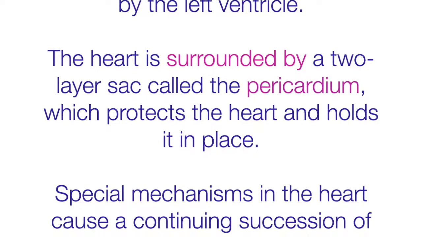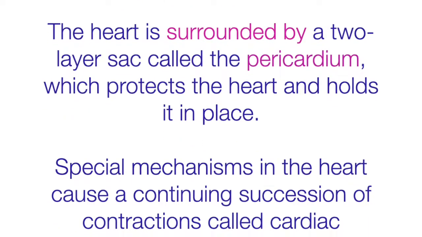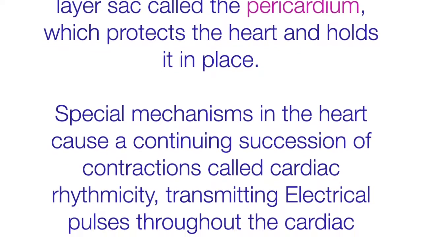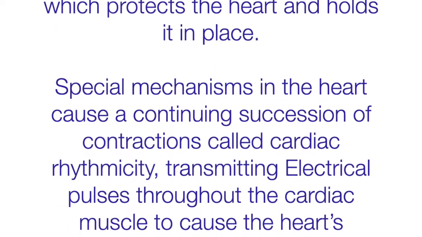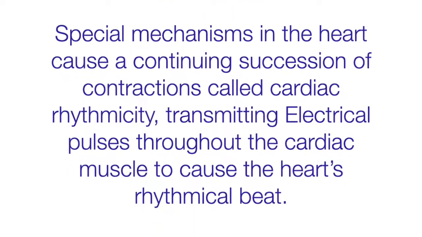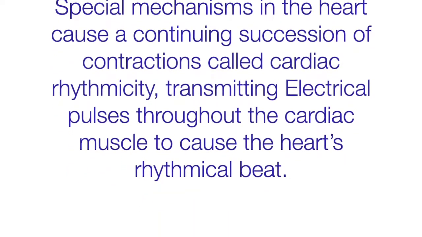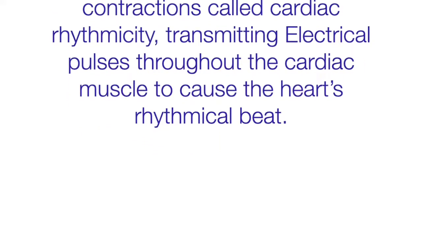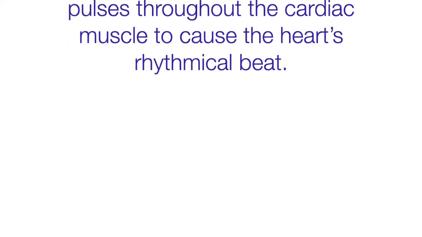The heart is surrounded by a two-layer sac called the pericardium, which protects the heart and holds it in place. Special mechanisms in the heart cause a continuing succession of contractions called cardiac rhythmicity, transmitting electrical pulses throughout the cardiac muscle to cause the heart's rhythmical beat.